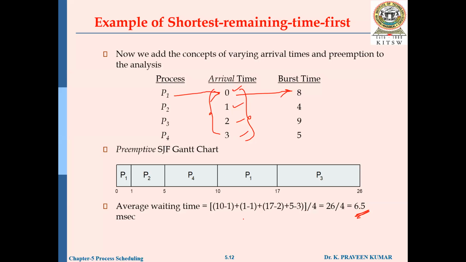So these are the calculations. These are the individual waiting times: 10 minus 1, 1 minus 1, 17 minus 2, 5 minus 3. So this is your average waiting time.